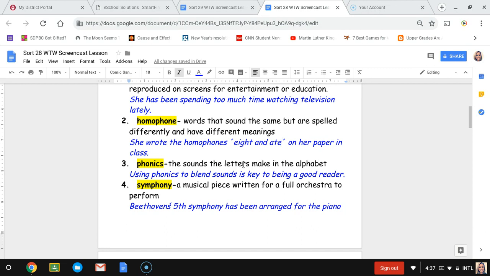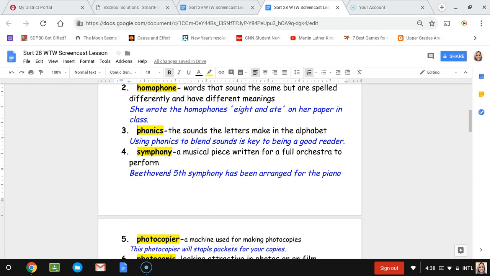Number 3, phonics. Phonics are the sounds that the letters make in the alphabet. So the sentence that I have underneath that is, using phonics to blend sounds is key to being a good reader. So for example, phonics would be like, the A says ah, B says b, C says k. So examples like that.